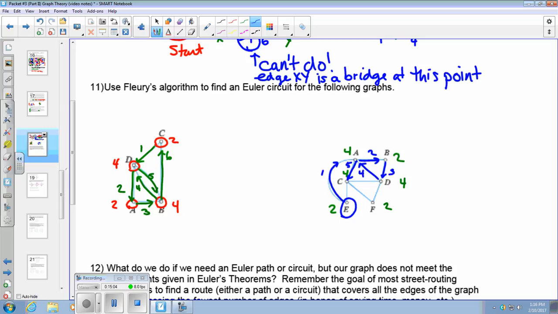So notice I don't want to do C to E next because that's going to cut off part of this bridge or part of this graph. So I should have 9 as an ending point.